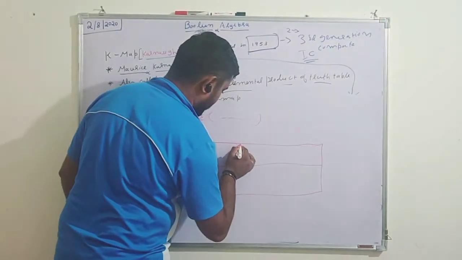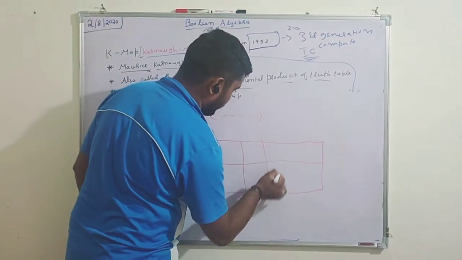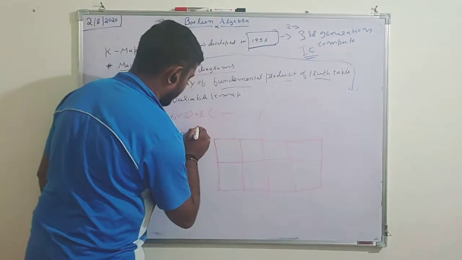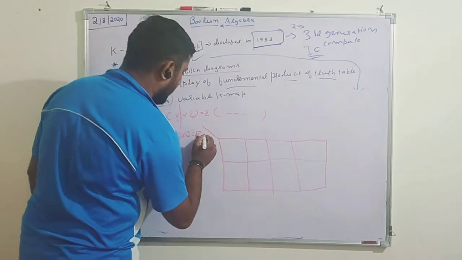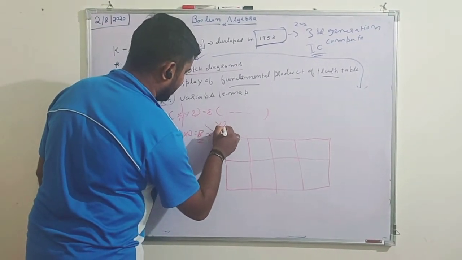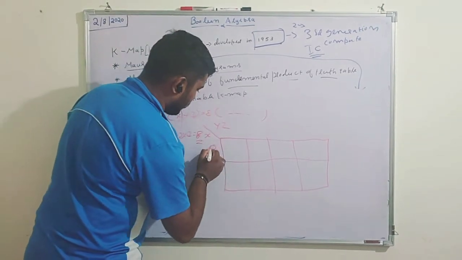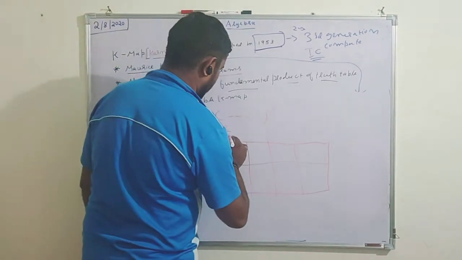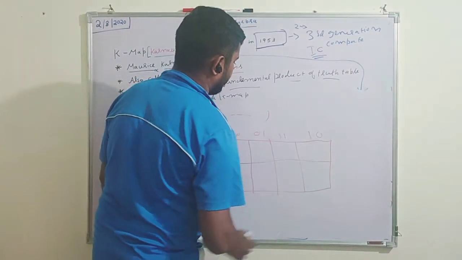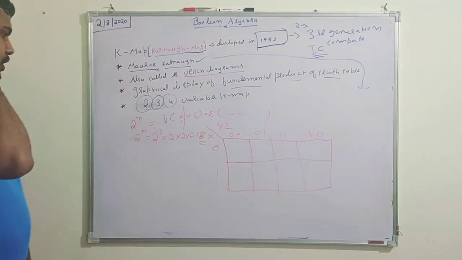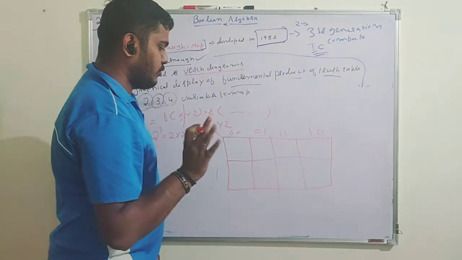Divide them: 2, 3, 4, 5, 6, 7, 8. Now how do I separate? Separate like this: X, Y, Z. So 0 and 1: 0, 0, 0, 1, 1, 1 and 1, 0. Okay, now carefully watch this.